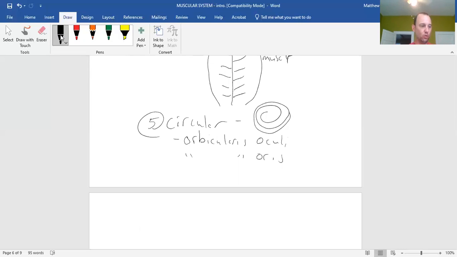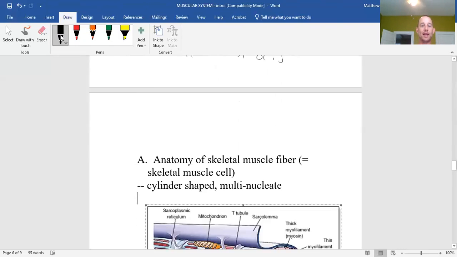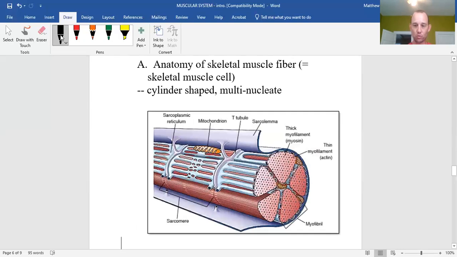So that's pretty straightforward. Which gets me to the anatomy of a skeletal muscle fiber. And this is where I'm going to wrap things up, because I'm going to let you go through this in Visible Body. I want you to work through all the parts, but pay particular attention to where I'm leaving off here, which is the anatomy of a skeletal muscle fiber.